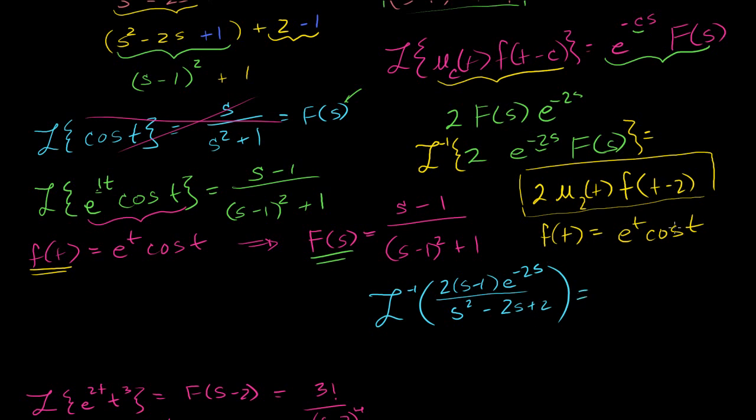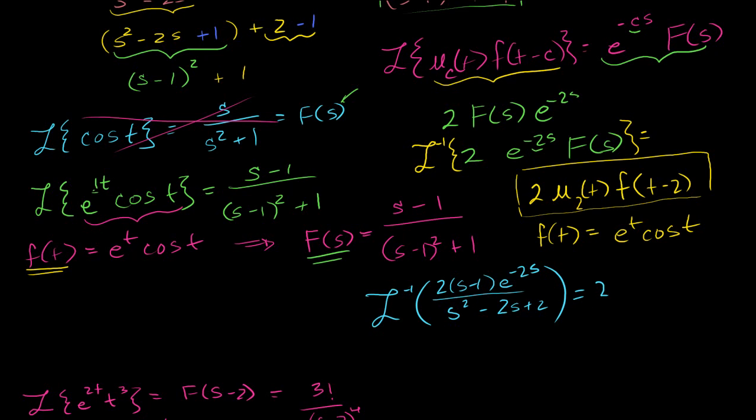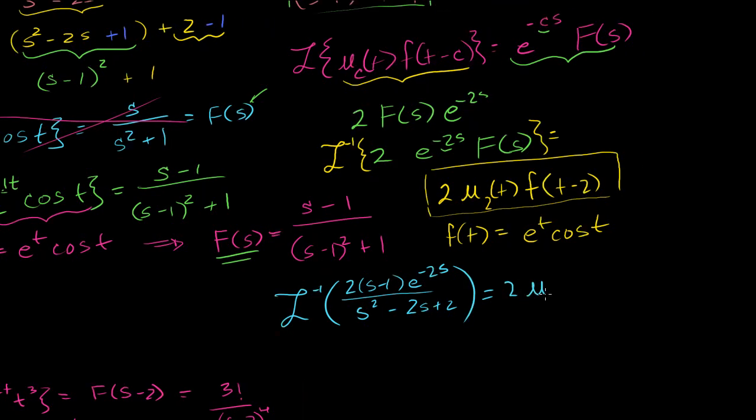where f of t is this, or we could just rewrite this as 2 times the unit step function starting at 2, or that's when it becomes non-zero, of t, times f of t minus 2. f of t minus 2 is this with t being replaced by t minus 2. I'll do it in another color just to ease the monotony. So it would be e to the t minus 2 cosine of t minus 2.